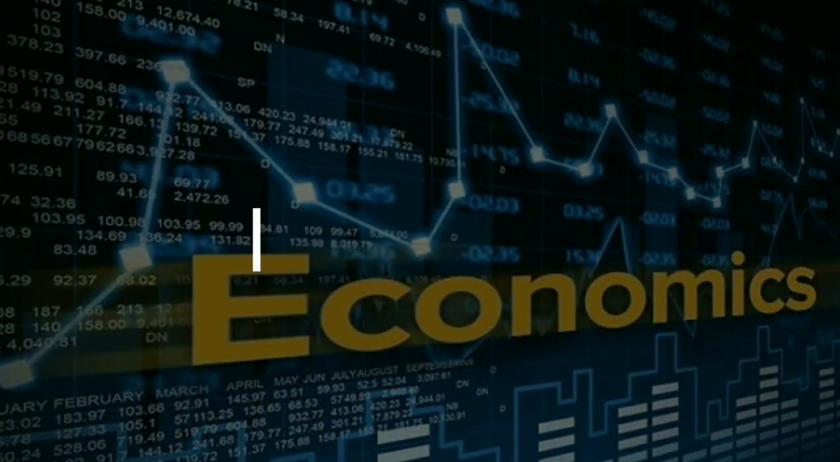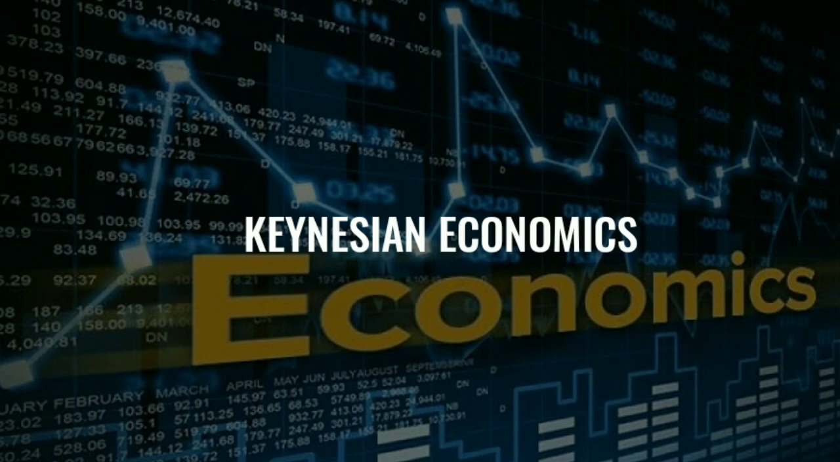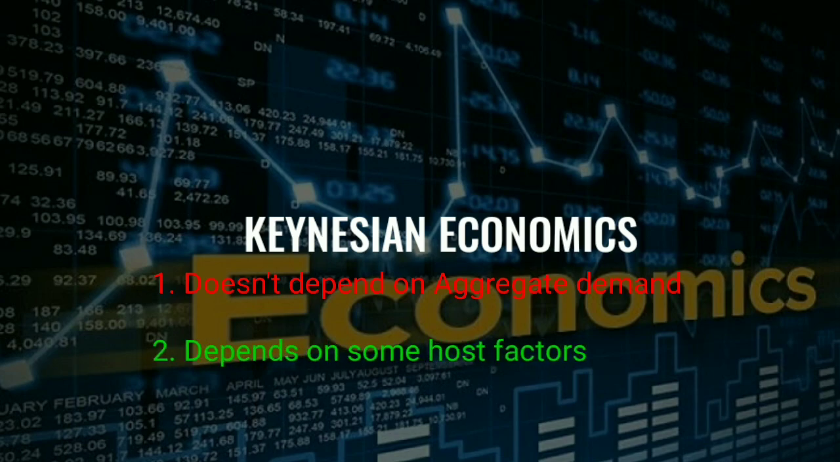Now let's see what is Keynesian economics. During recessions, economic output is strongly influenced by aggregate demand, but in the Keynesian view, aggregate demand does not necessarily equal the productive capacity of the economy. Instead, it is influenced by some factors that affect production, employment, and inflation.